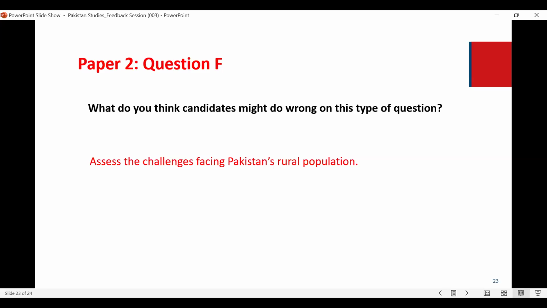So what do we need? How can we sum that up? Well, identify a couple of factors, explain them, consider how important they are.